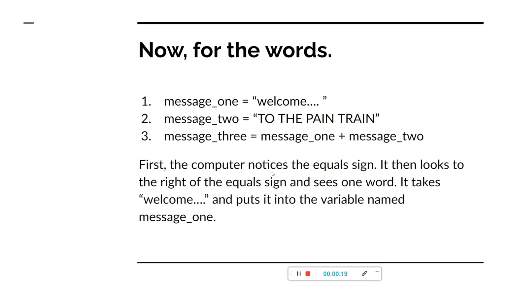First, the computer notices the equal sign. It then looks to the right of the equal sign and it sees one word. It sees welcome. It takes welcome and puts it into the variable named message1. Pop.